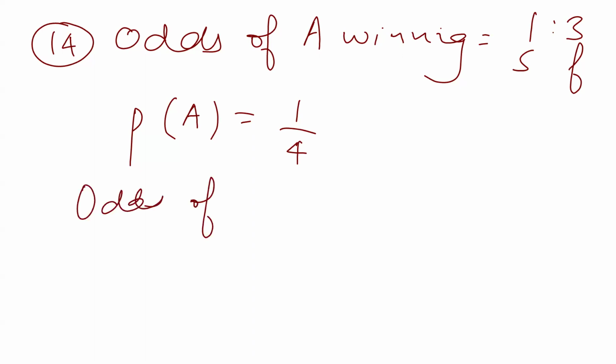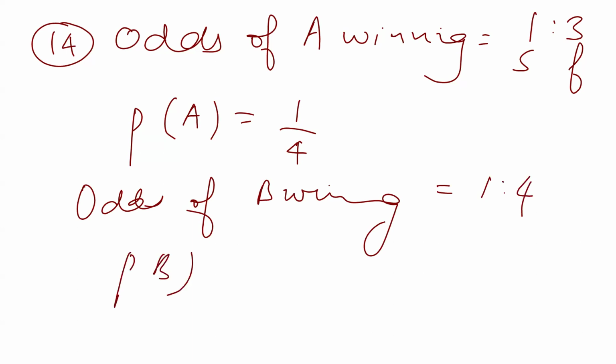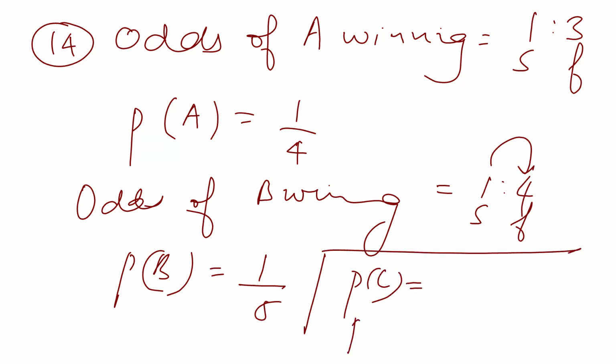Odds of B winning is equal to 1 is to 4. So probability of B winning is success upon success plus failure. Similarly, P of C and P of D you can definitely guess. So P of C is equal to 1 upon 6 and P of D is 1 upon 7. Find the probability that one of them wins the race. Okay, so the required probability is addition of everything.